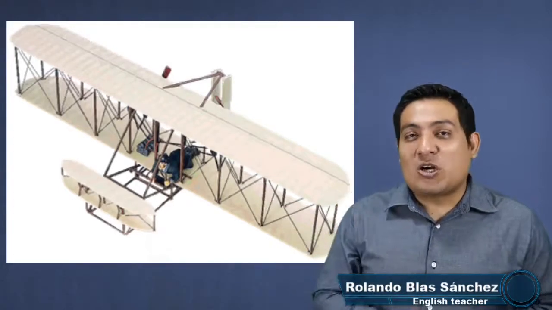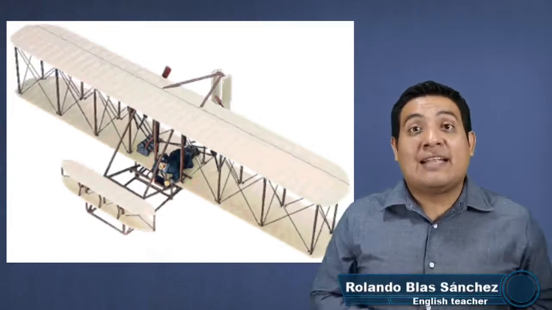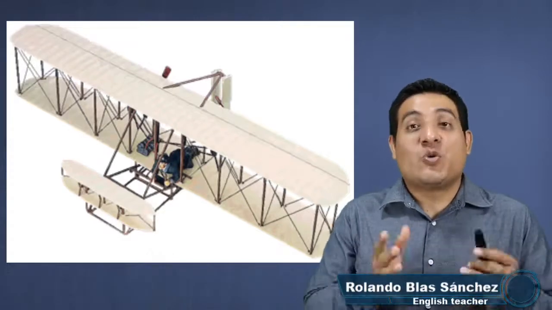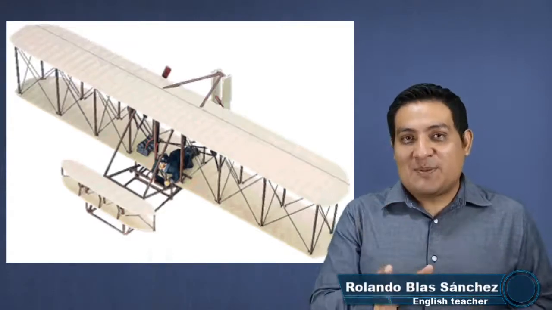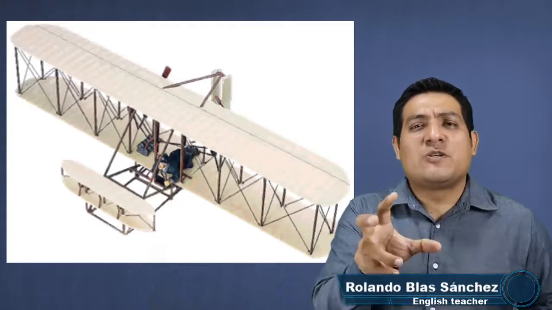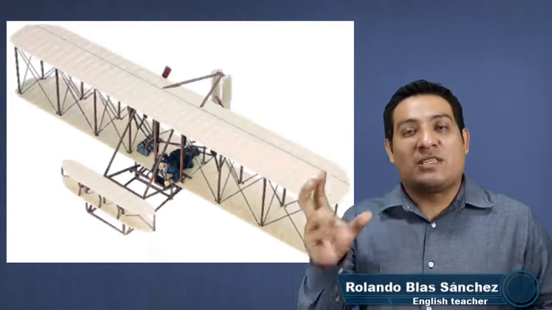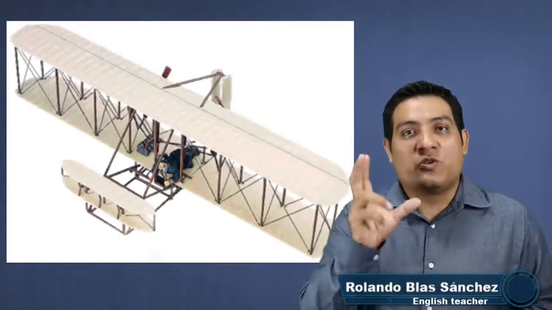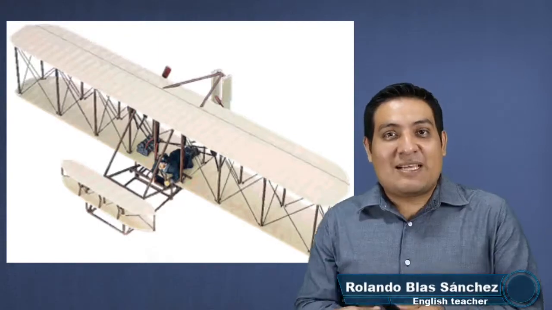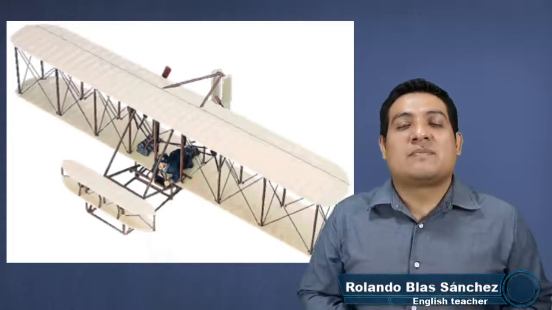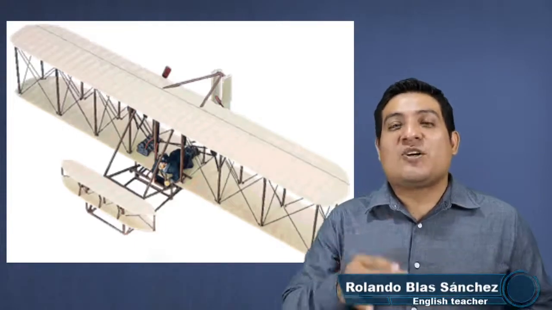As you remember, in the previous lesson, we talked about the Wright brothers and their main invention, the plane. In the previous lesson, we also learned about simple past, and we focused particularly on regular verbs and affirmative sentences using those regular verbs. In this lesson, we're going to learn about simple past of regular verbs, but this time in negative. Let's remember what we saw in the previous lesson.